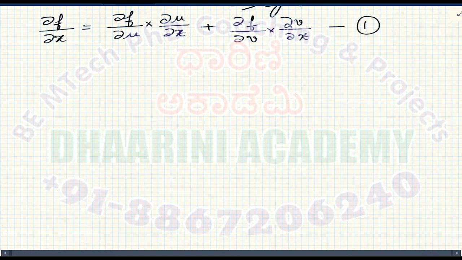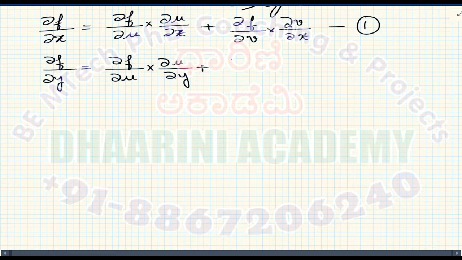Let's say this is equation number 1. Similarly, I can write the partial derivative of the function dou f by dou y is equal to dou f by dou u into dou u by dou y plus dou f by dou v into dou v by dou y. Let's call this equation number 2.